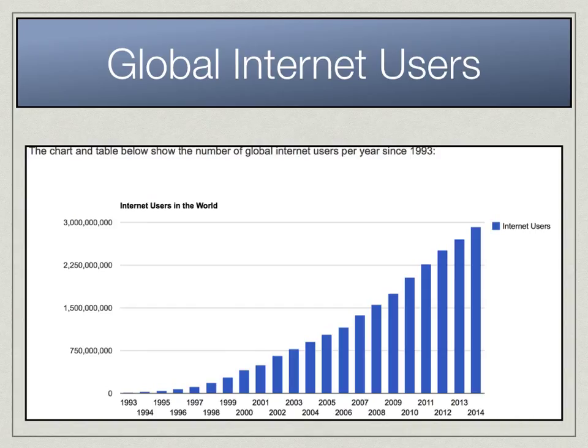Global internet users. The chart and table below show the number of global internet users per year since 1993. Looking at the chart, you can see a drastic increase in the amount of internet users from 1993 to 2014. It went from 0 to almost 3 billion users in less than 30 years. That is nearly half the world's population.